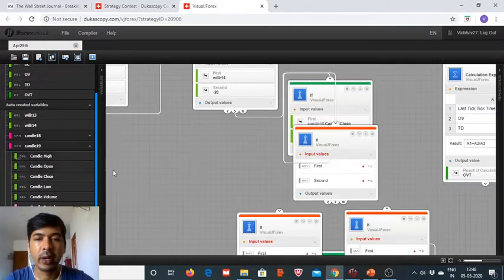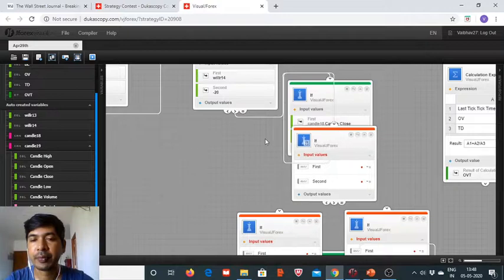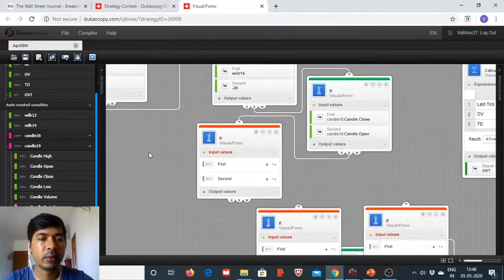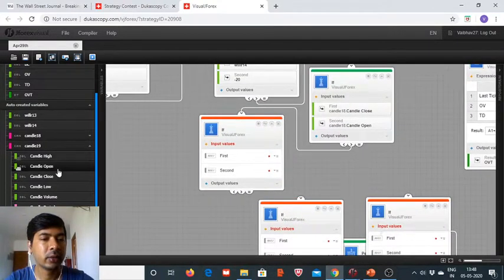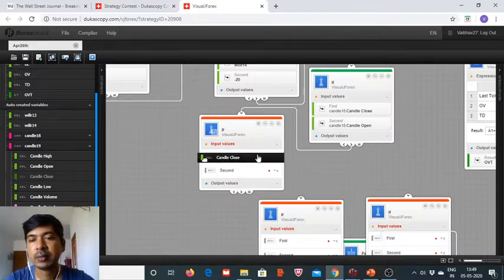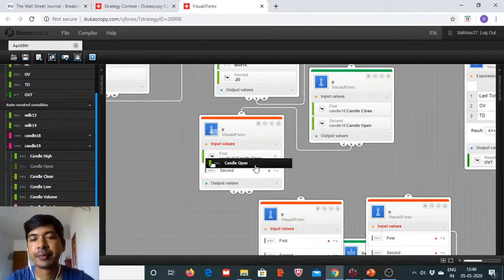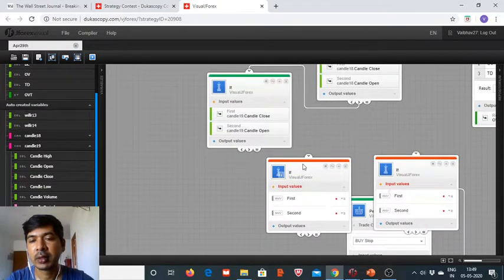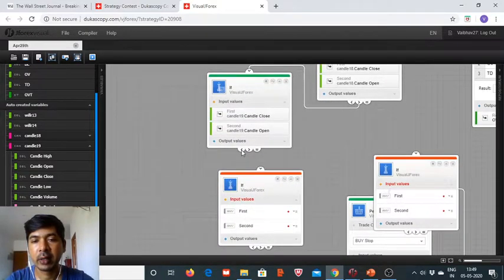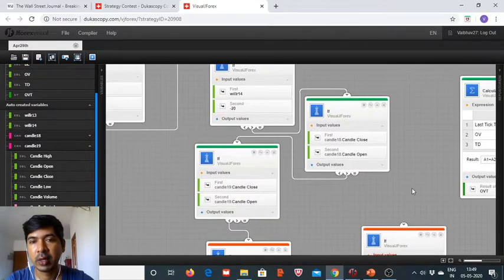Here we go, and now candle 19's close and candle 19's open. And now the candle 19's close should be less than the candle 19's open. So here we have done.